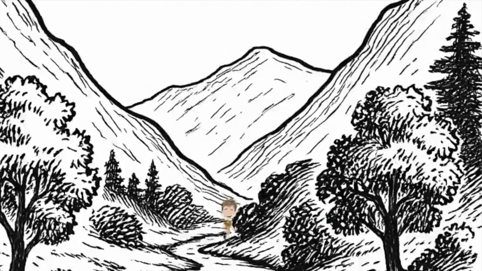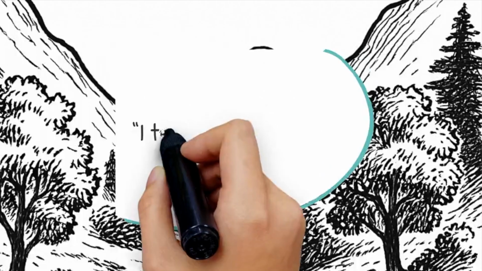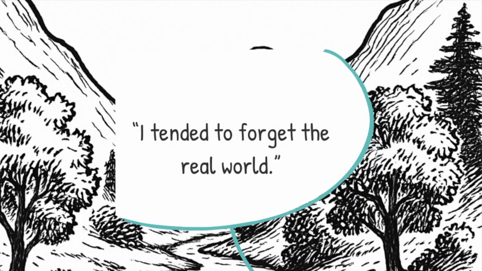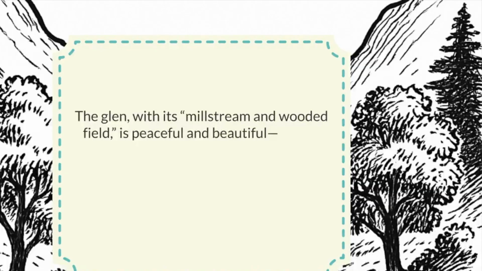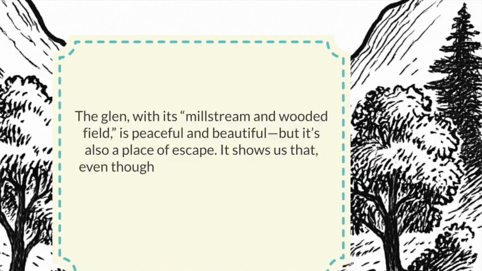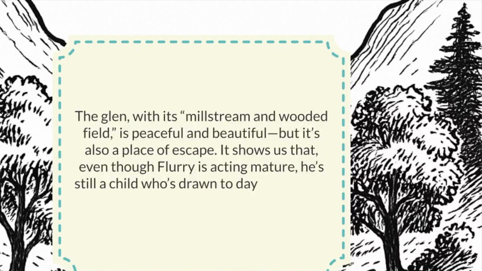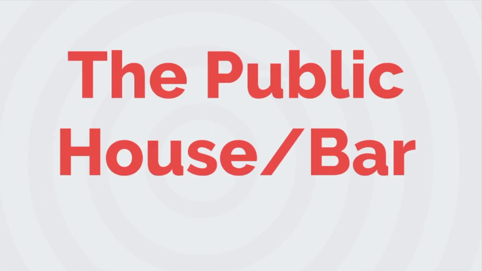At one point, Fleury walks through the glen to get to the dispensary. And for a moment, nature pulls him away from his reality. He says, "I tended to forget the real world." The glen, with its mill stream and wooded field, is peaceful and beautiful. But it's also a place of escape. It shows us that, even though Fleury is acting mature, he's still a child who's drawn to daydreams and nature.